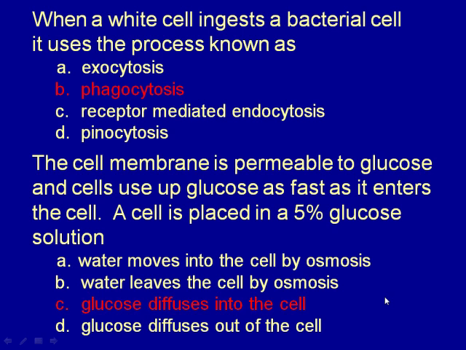Glucose diffuses into the cell. We know diffusion is going to be the process because the membrane is permeable to glucose, so diffusion will operate. If the membrane were impermeable, then we'd have osmosis going on. Because we've got 5% glucose outside and pretty much no glucose inside the cell, that's going to be our concentration gradient from the outside to the inside.